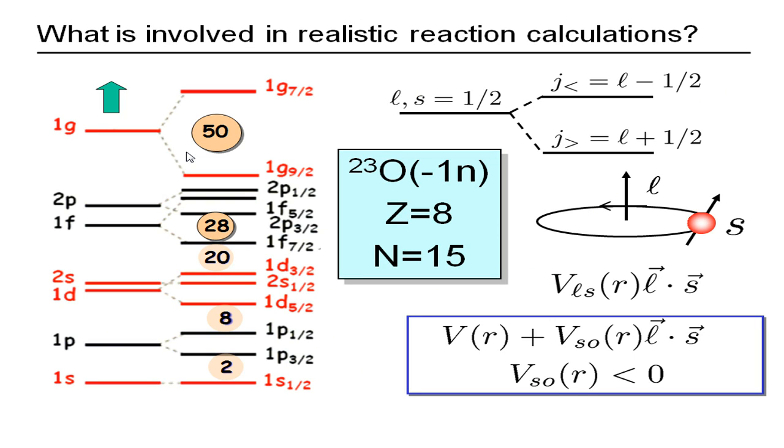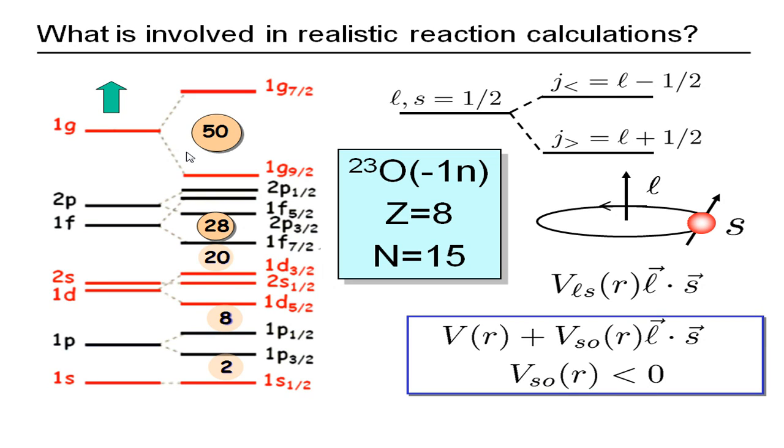Okay, let's do an example to see what's needed. What's involved in doing a realistic calculation? I think we've discussed all the ingredients. Let me return to this example that I've been throwing at you now and again through this talk. Let's imagine oxygen-23, removing one nucleon to produce oxygen-22. This is the first order shell model scheme.